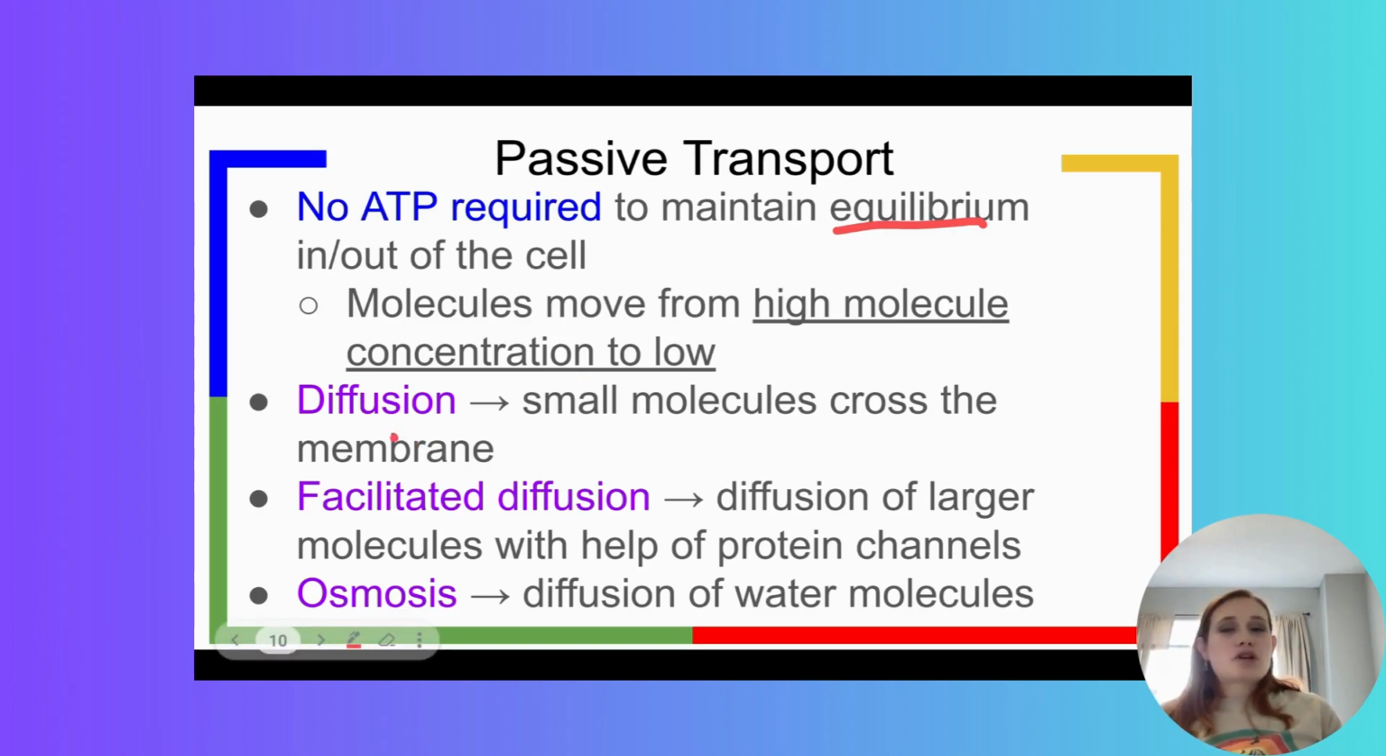There's 3 types of passive transport. We have diffusion. This is where small hydrophobic molecules cross the cell membrane. Facilitated diffusion is large molecules crossing the membrane. And osmosis, this is water molecules going across the membrane. So diffusion, facilitated diffusion, osmosis. Facilitated diffusion and osmosis typically do require some sort of protein channel for the most part. Diffusion does not need a protein channel at all. These are small molecules. They go straight across those fatty acid tails.